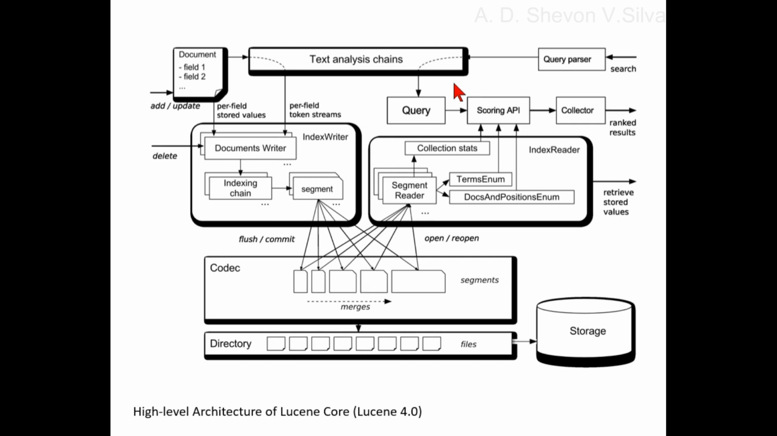Analysis chains consist of character filters useful for stripping diacritics, for instance, tokenizers, which are the sources of the token stream, and a series of token filters that modify the original token stream. Custom token attributes can be used for passing bits of per-token information between elements in the chain.